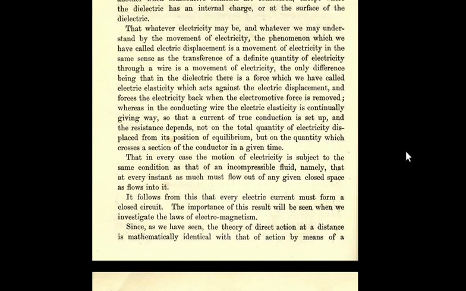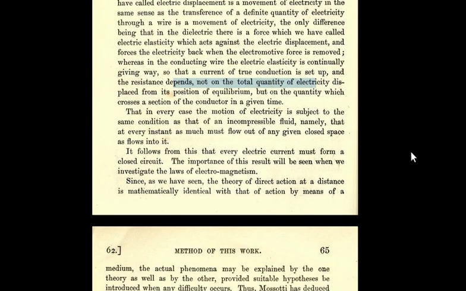Seventh, that whatever electricity may be, and whatever we may understand by the movement of electricity, the phenomenon which we have called electric displacement is a movement of electricity in the same sense as the transference of a definite quantity of electricity through a wire is a movement of electricity, the only difference being that in the dielectric there is a force which we have called electric elasticity, which acts against the electric displacement and forces the electricity back when the electromotive force is removed. Whereas in the conducting wire, the electric elasticity is continually giving way so that a current of true conduction is set up, and the resistance depends not on the total quantity of electricity displaced from its position of equilibrium, but on the quantity which crosses a section of the conductor in a given time.